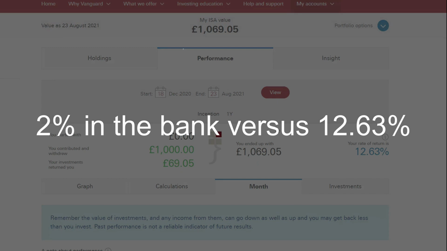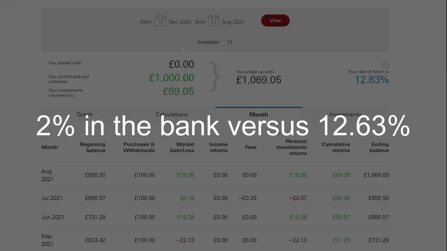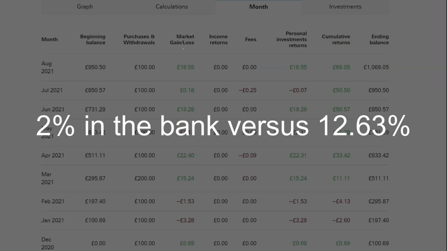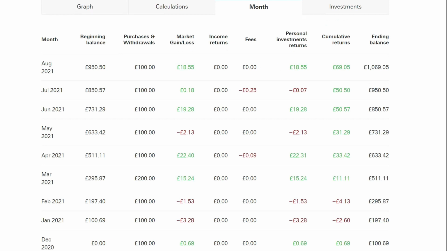So if we have a look at that by month, you can then see how this has worked out. You can see here clearly that in some months there's actually a loss. So there's always a chance that you can make a gain or a loss on your investments, which you obviously have to be aware of. But you can also see here that overall I've made a gain of £69.05. This £69.05 is made up of all of the gains and losses between December 2020 and August 2021.